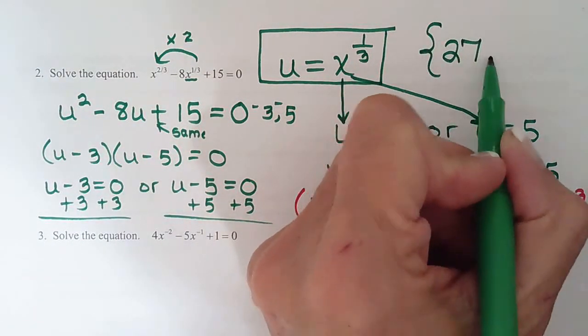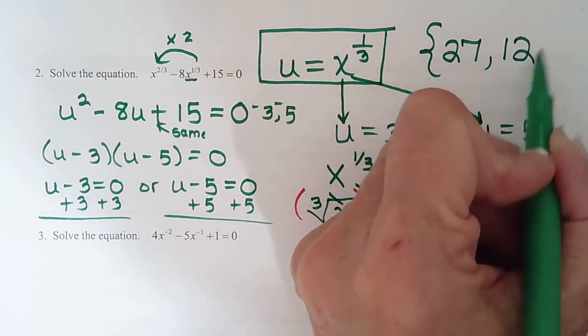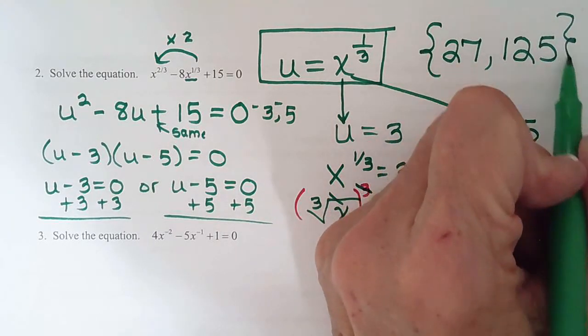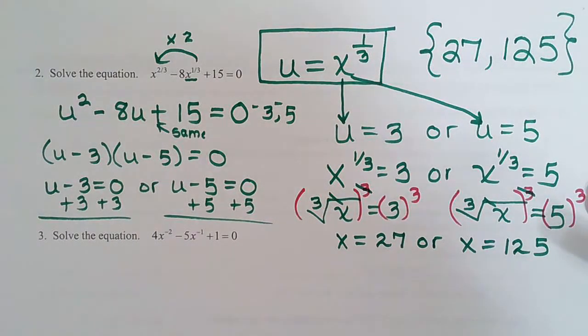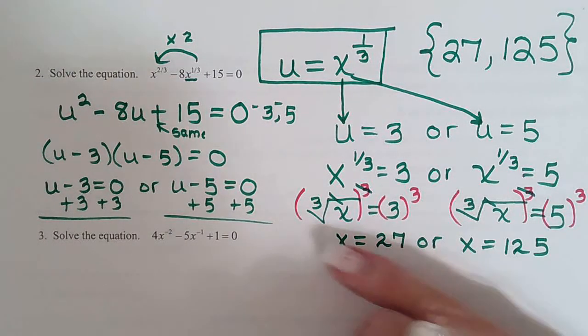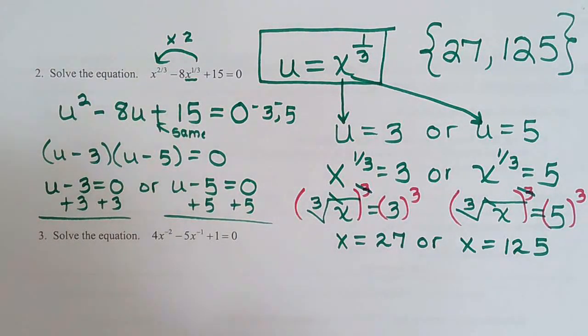And remember, cube roots don't have to be checked. Square roots do. So that's why I didn't need to check that one. They don't pick up extraneous solutions, the odd indices. Only the even indices do.